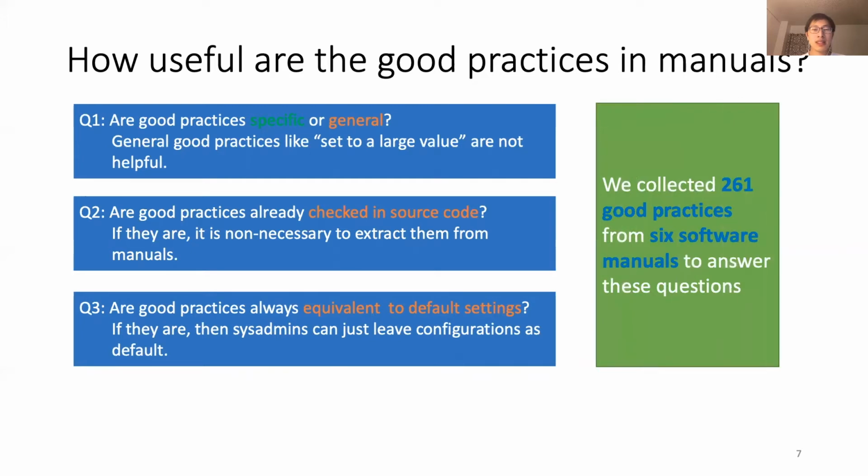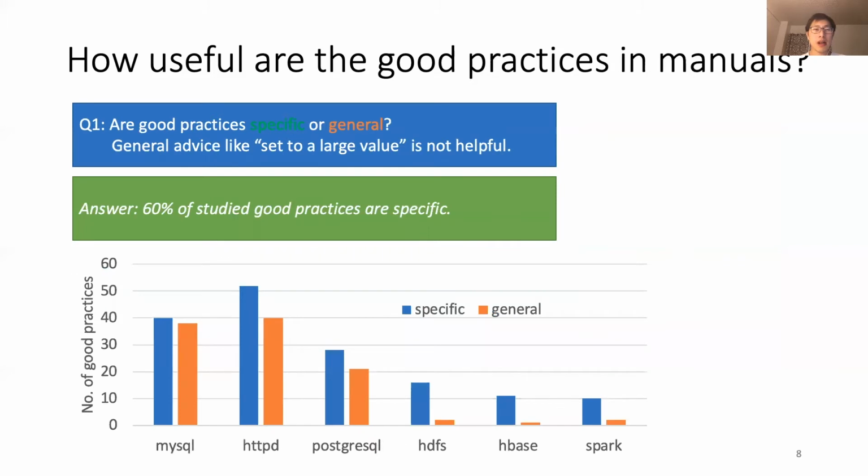We collected 261 good practices from 6 software manuals and studied them to answer these questions. For the first question, the answer is that 60% of them are specific. This bar chart shows the number of specific and general good practices described in different software manuals. As most of them are specific, the good practices can be extracted and then used for automatic checking.